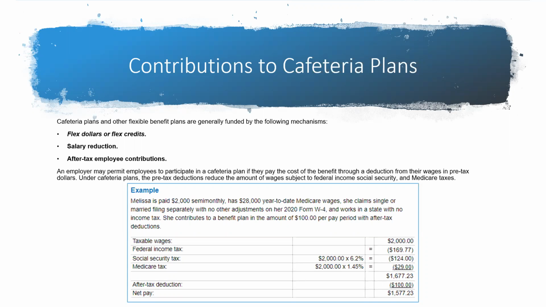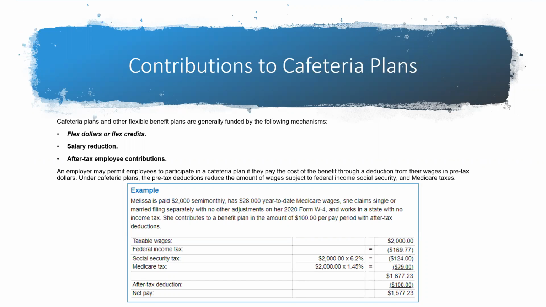Additionally, you can use after-tax employee contributions. This option allows the cafeteria plan the ability to offer after-tax contributions for qualified benefits. Another helpful hint: the plan cannot allow purchase of non-qualified taxable benefits with after-tax contributions.